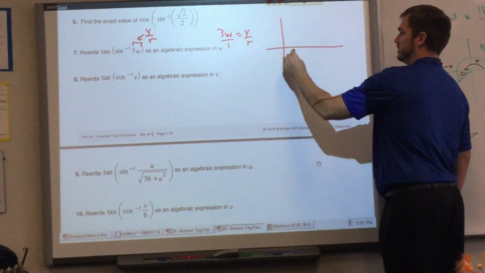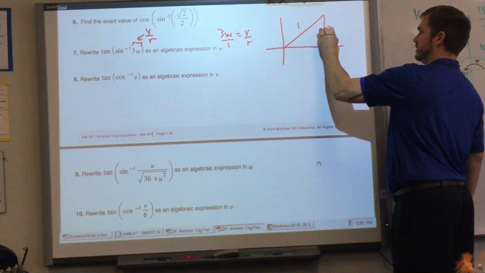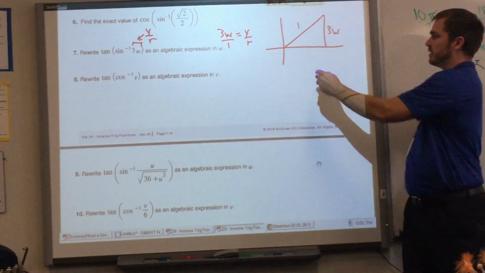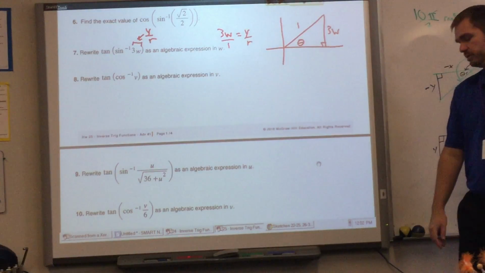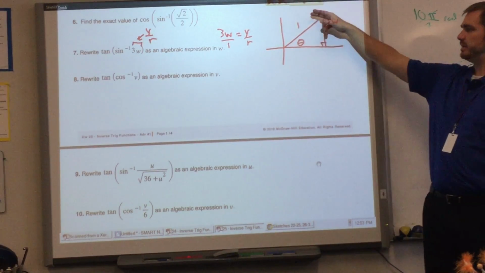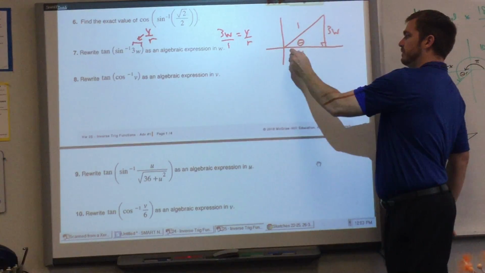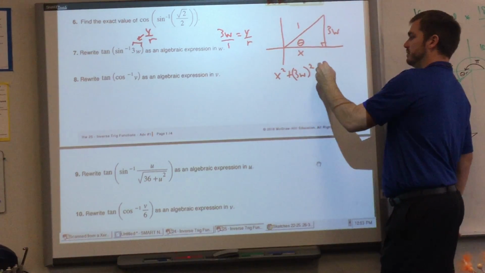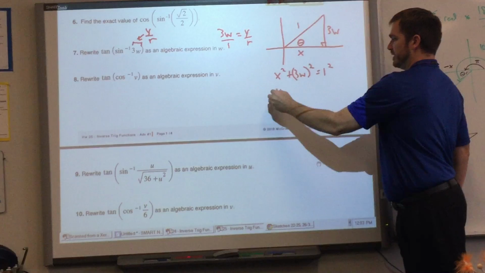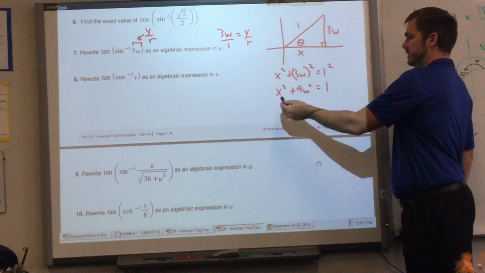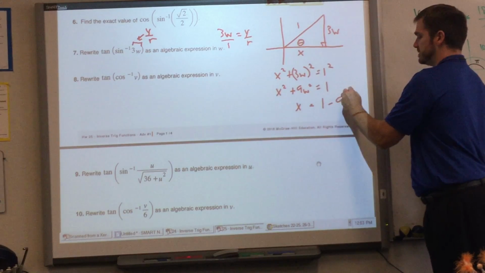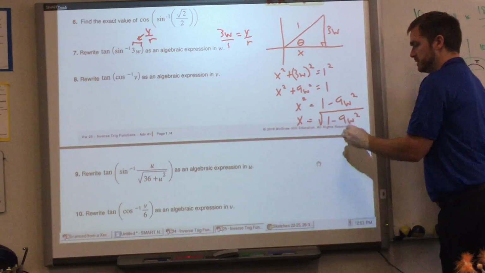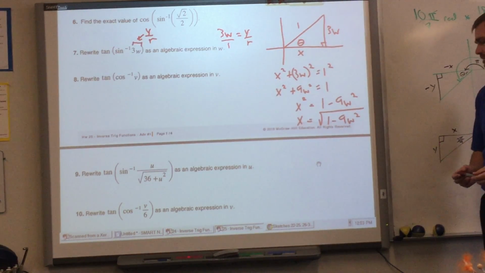So let's go ahead and draw that. 1, 3w. Would y'all agree with that? And I'll call this theta. Would y'all agree with that diagram? 3w right there, 1 right there. Let's go ahead and figure out what the x is using Pythagorean theorem. x squared plus 3w squared equals 1 squared. So that's x squared plus 9w squared equals 1. So x squared equals 1 minus 9w squared, and so x equals the square root of 1 minus 9w squared. Pause there.